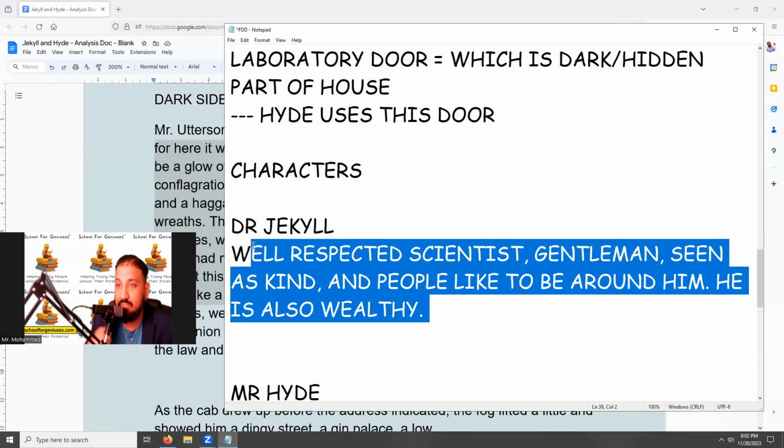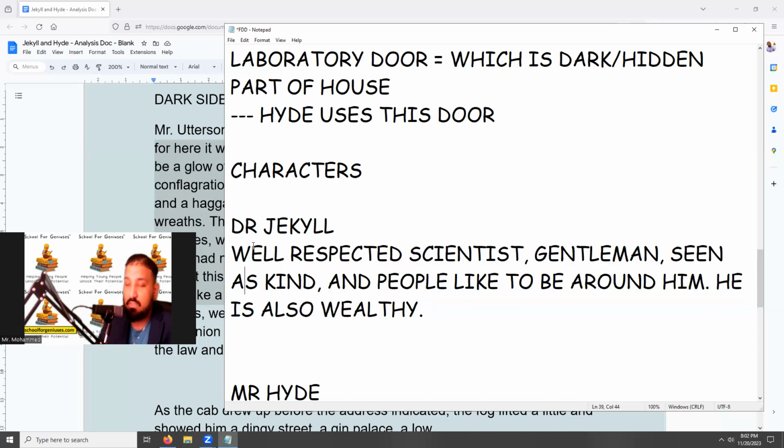You want to be around him. He's a scientist, so people think he's smart. He is smart, obviously. People want to be around him. He's also wealthy. He comes from a wealthy family. So he's like the perfect ideal Victorian gentleman, basically. That's what he represents.